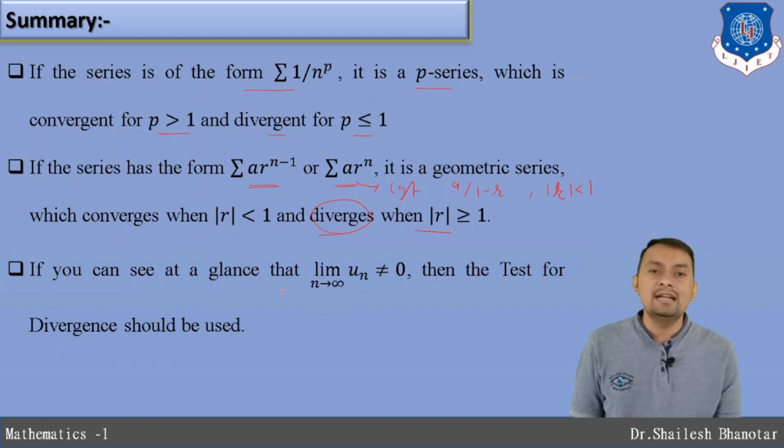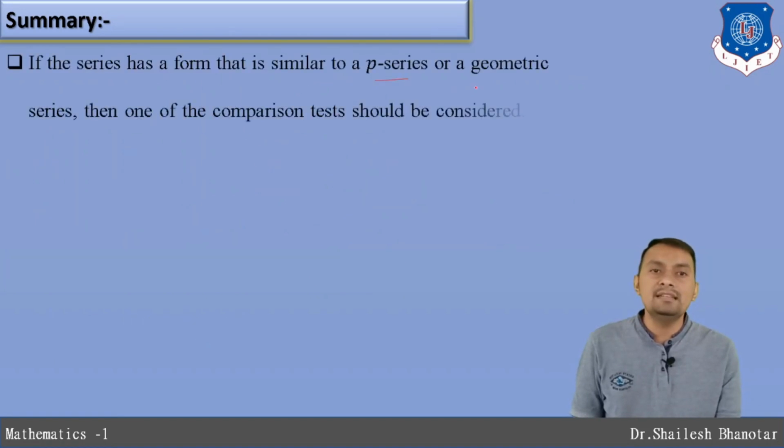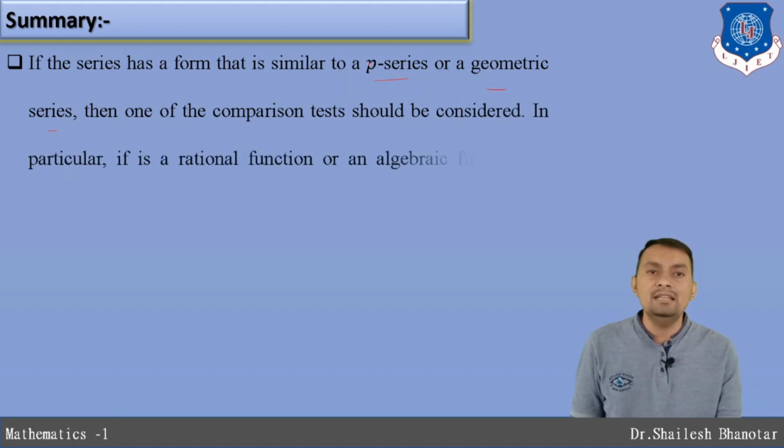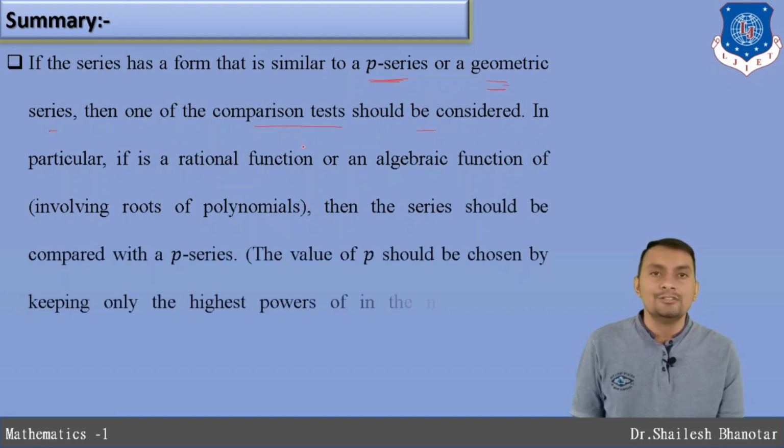And if you can see at a glance that the limit as n tends to infinity of un is non-zero, then it is known as the zero test, and the zero test is for the divergence case, and definitely you will get a divergent series. If the series is similar to the p series or the geometric series, then one of the comparison tests should be considered. That will help you determine whether the given series is convergent or divergent.